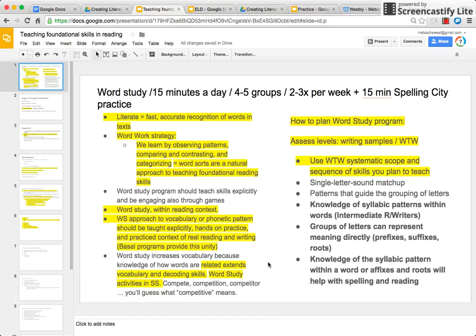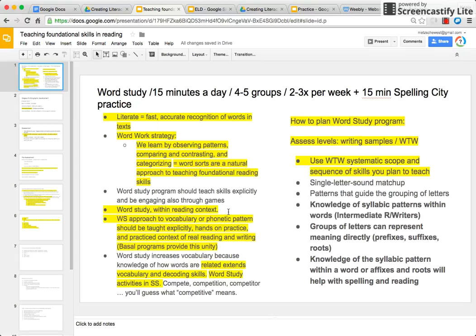Okay, word study skills, orthographic patterns are a very important part of developing fluency and becoming literate. Students need fast, accurate recognition of words, and so in order to do that, students need explicit, direct instruction in the knowledge of orthographic patterns or spelling patterns. Word study within a reading context is the best method because it really connects to meaning.